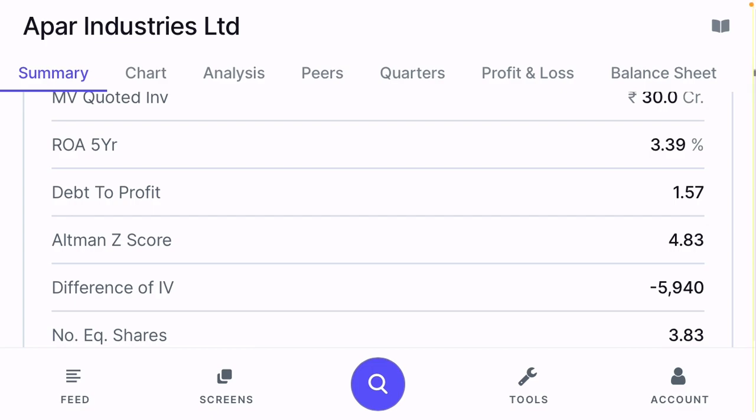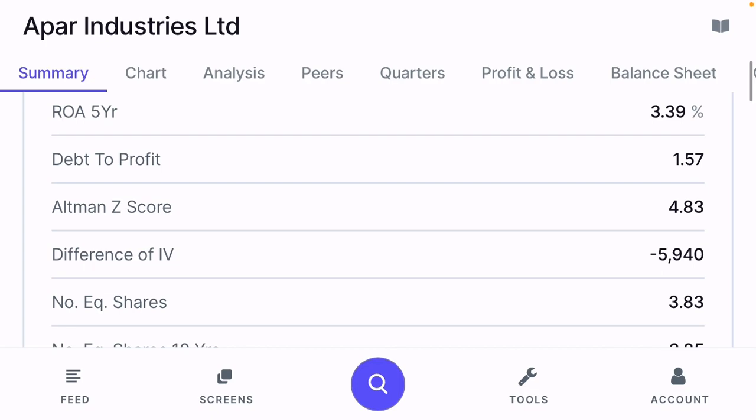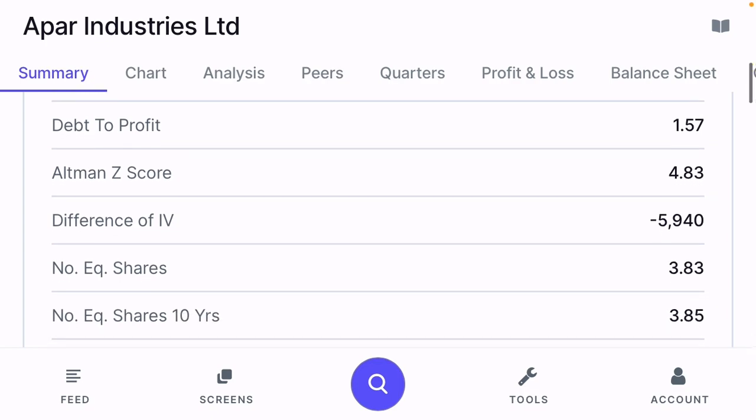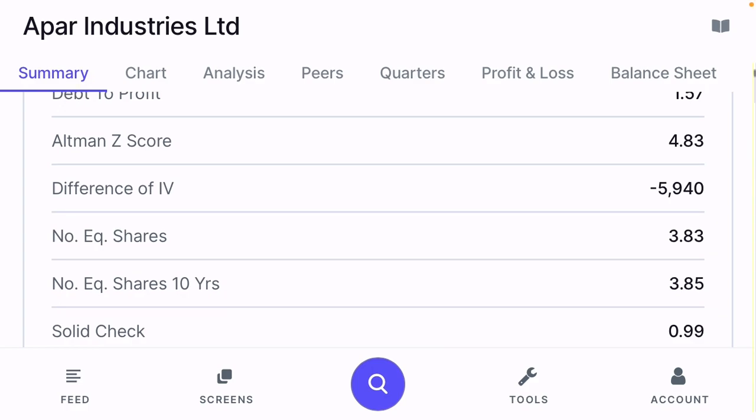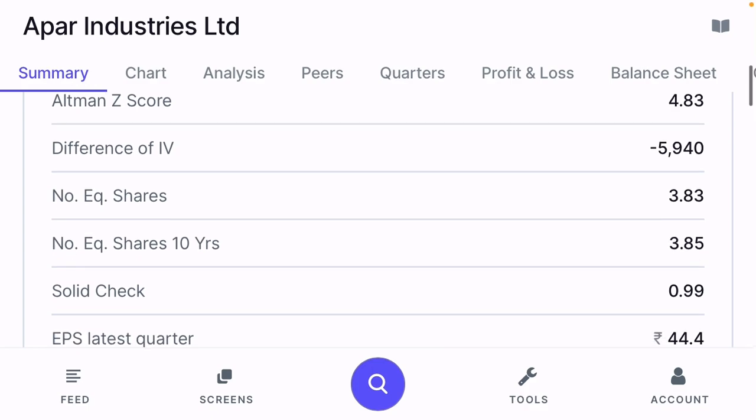The company has some debt, but it is also repaying the debt very quickly. The Altman score is very, very good at 4.383. More than 3 is a good sign. Difference in IV is negative 5940, which shows that the current price is somewhat higher than the intrinsic value.